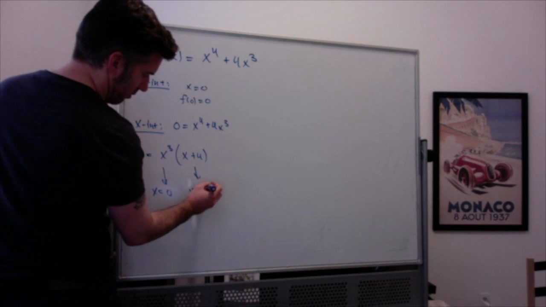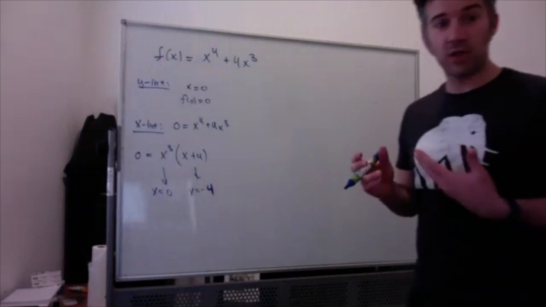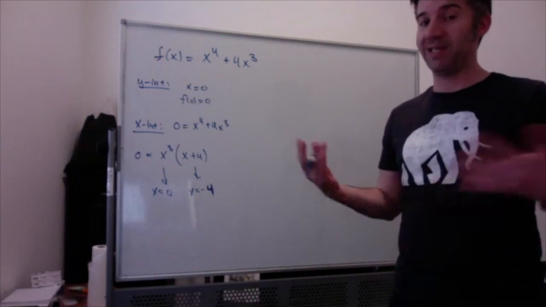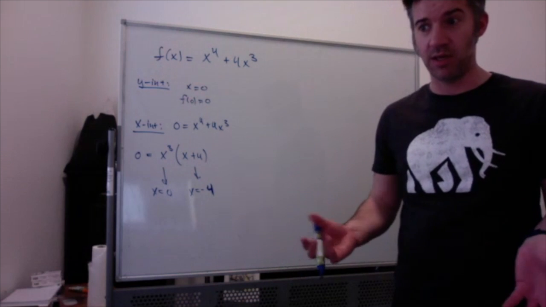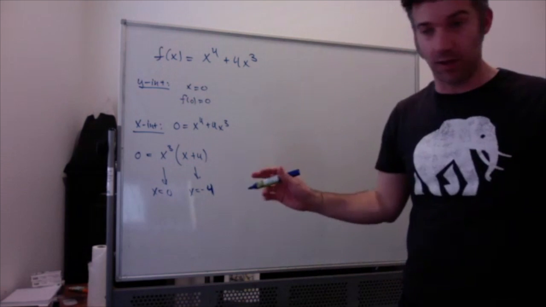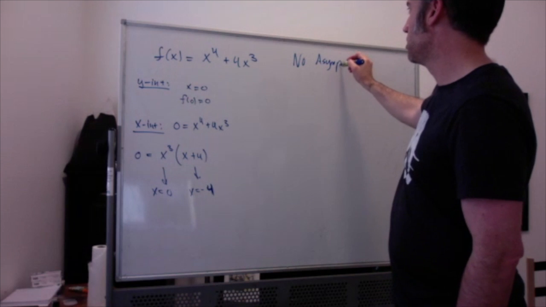That, I can draw a 4. Really, I can. Sure, that's a 4. This function, being a polynomial, has no asymptotes. Polynomials never have any vertical or horizontal asymptotes, so we can move on from there. No asymptotes.